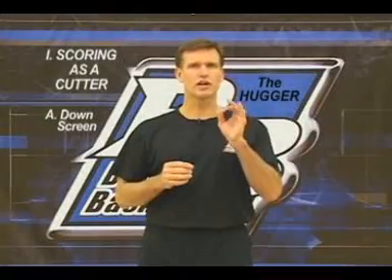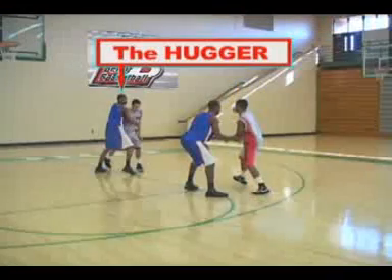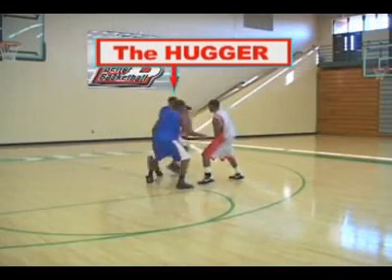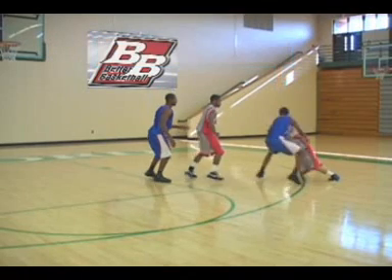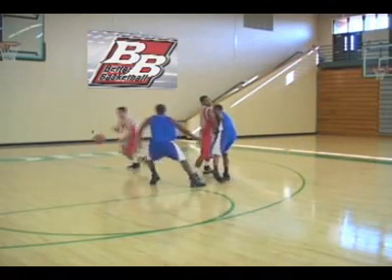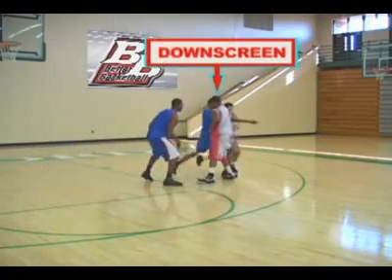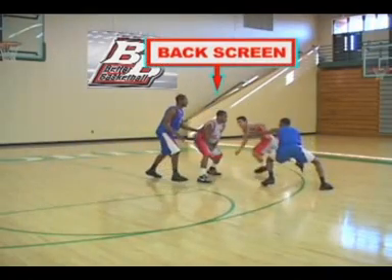You can also set a trap by letting the hugger win the space and lead you past the screen. Just when the hugger thinks he's won the position, reverse your cut and use the screen in the opposite direction. In this case, the down screen quickly becomes a back screen.